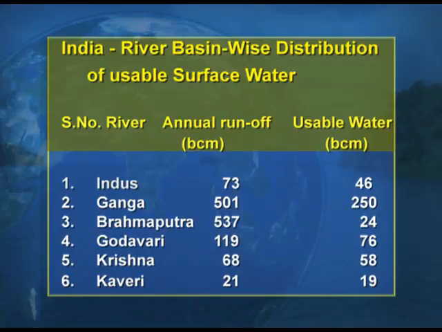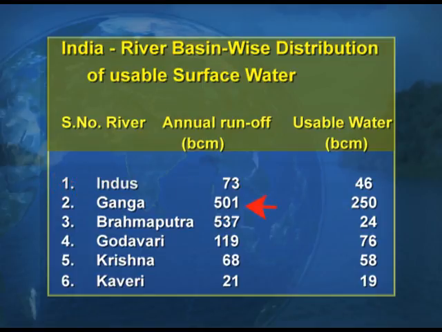Now, look at the screens, children. This table shows you the different river basins and their distribution of the surface water. There are two columns. One is for the annual runoff of the different rivers, and the second is the usable water of these rivers. Brahmaputra, if you see, has the maximum annual runoff of water, and that is 537 billion cubic meter. Whereas, the other river which follows Brahmaputra is river Ganga, with 501 billion cubic meter of water.